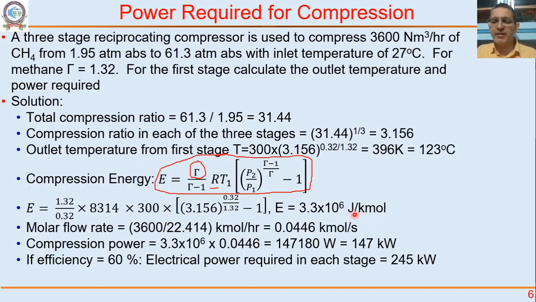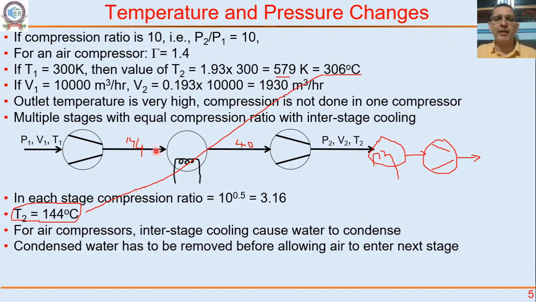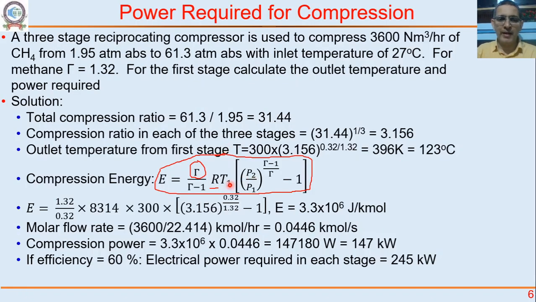Now after interstage cooling, if I am bringing the temperature again to 300 Kelvin, then in the second stage of compression, again the inlet temperature will be 300, and again it will require the same amount of energy per unit mole. Now if I want power, I should multiply this by the molar flow rate. So molar flow rate, how will we get?